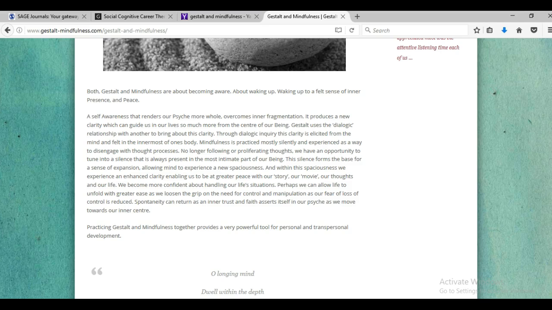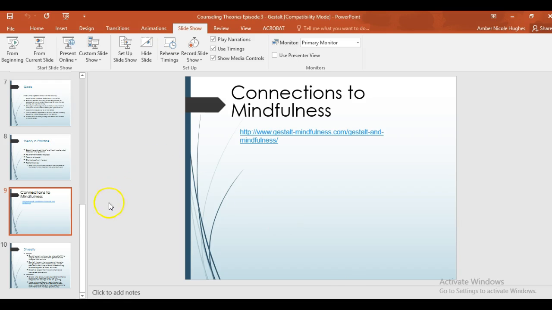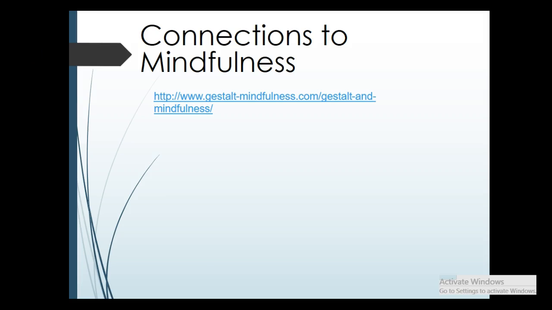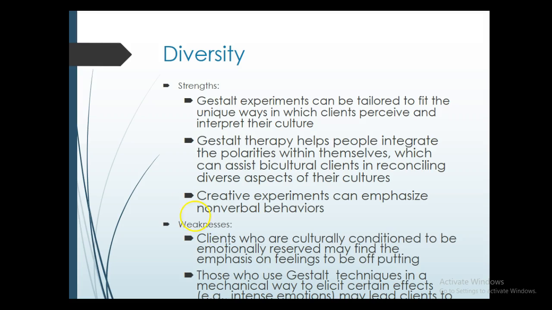And I think that whether or not you're practicing from a Gestalt framework or using mindfulness, these concepts of being in the here and now are interesting and important to consider in counseling.